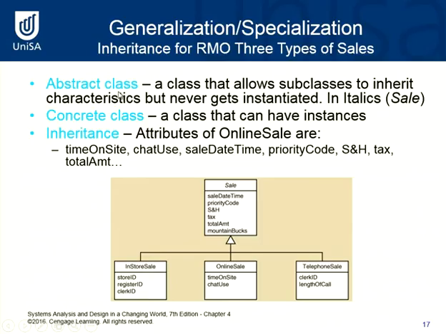Okay? When it's an abstract class, it never gets instantiated, because putting an abstract class in italics means it's an abstract class. We always have 3 types of sale in this instance: an in-store sale, or an online sale, or a telephone sale. They are the only 3 types of sale that can occur in this scenario. However, to avoid duplicating these 6 attributes across these 3 types of sale, we pull them out and put them in a common abstract class up the top.